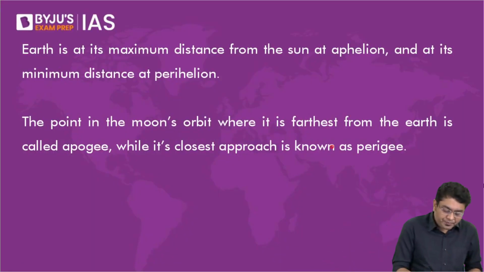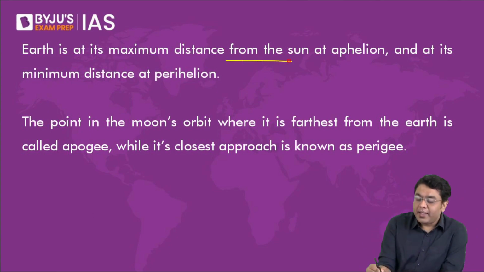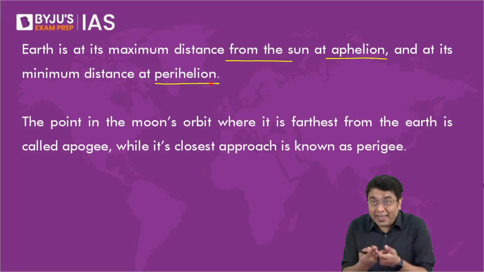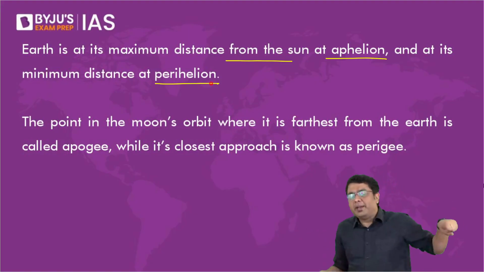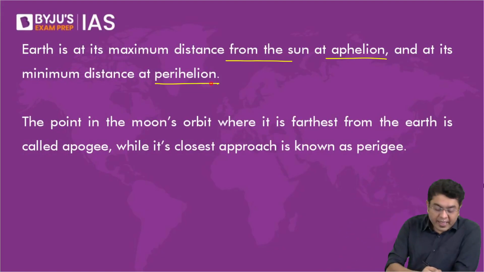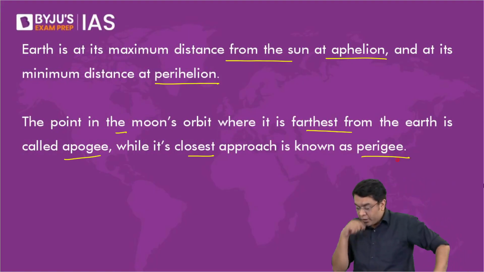So basically, when we talk about it, Earth at its maximum distance from the sun is known as aphelion, and the Earth at its minimum distance from the sun is known as perihelion. Why? Because the orbit is elliptical. So obviously there will be a distance which will be farthest away, there will be a distance which will be closest. Okay, and then the point in the moon's orbit where it is farthest from the Earth is known as apogee, while its closest approach is referred to as perigee. Okay, I hope that is understood.